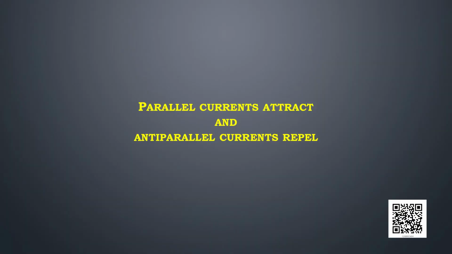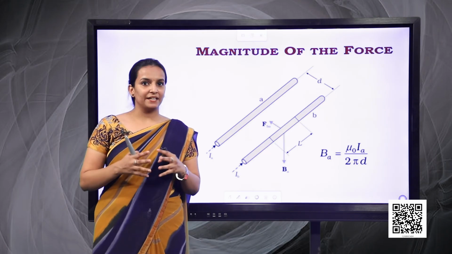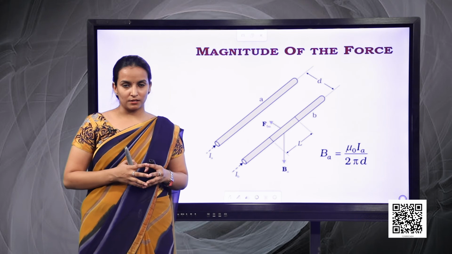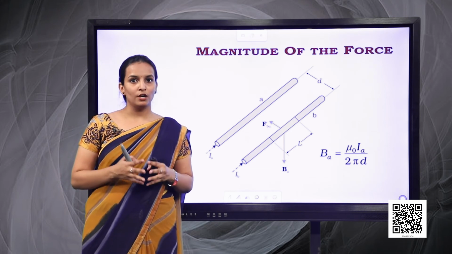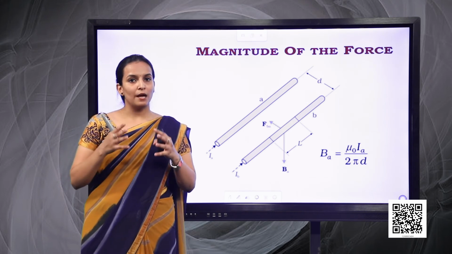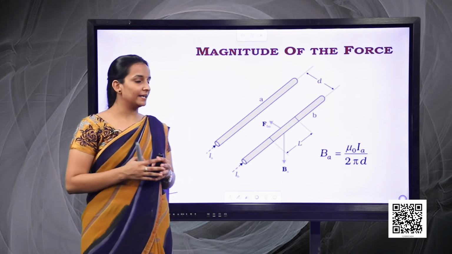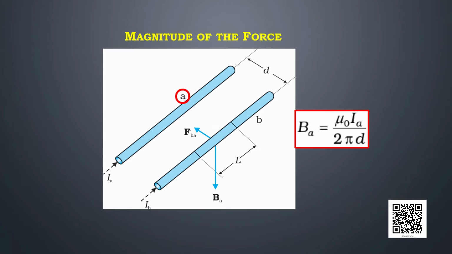So, we can state that parallel currents attract and anti-parallel currents repel. Now, we will figure out the magnitude of the force on both the conductors. Using Ampere's circuital law, we have the expression of magnetic field produced by the conductor A. So, we have found that BA equals mu naught IA divided by 2 pi d. d is the distance between the conductors.